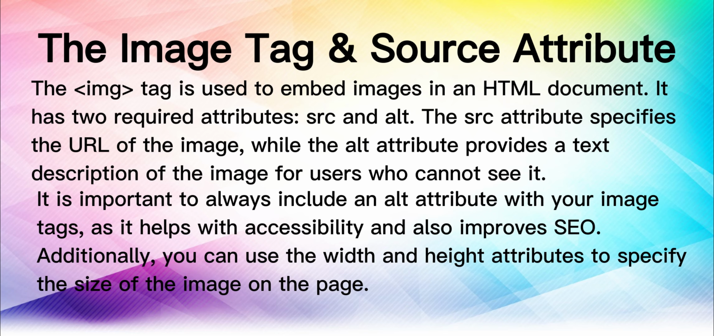The img tag is used to embed images in an HTML document. It has two required attributes, src and alt. The src attribute specifies the URL of the image, while the alt attribute provides a text description of the image for users who cannot see it. It is important to always include an alt attribute with your image tags, as it helps with accessibility and also improves SEO. Additionally, you can use the width and height attributes to specify the size of the image on the page.